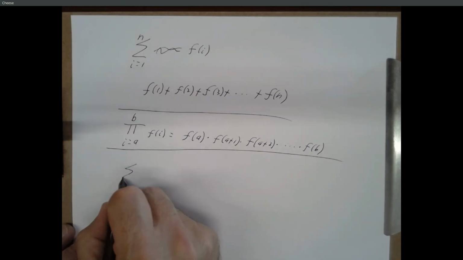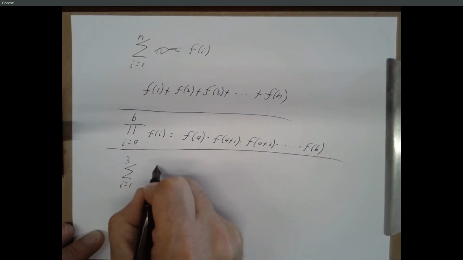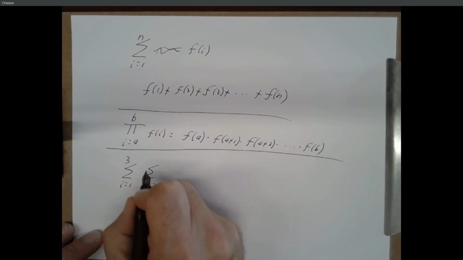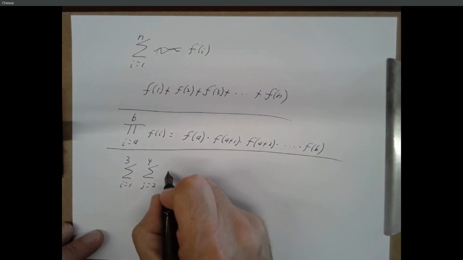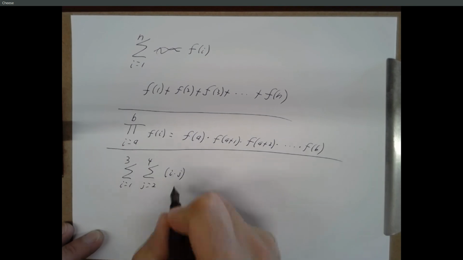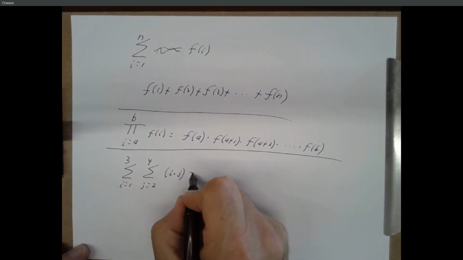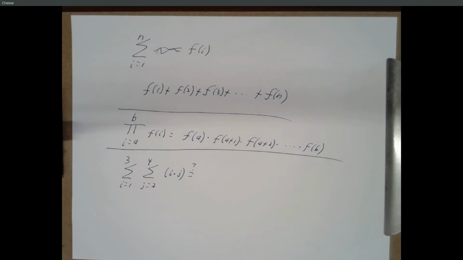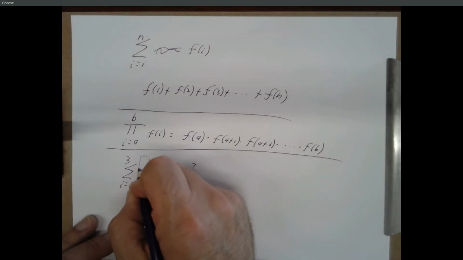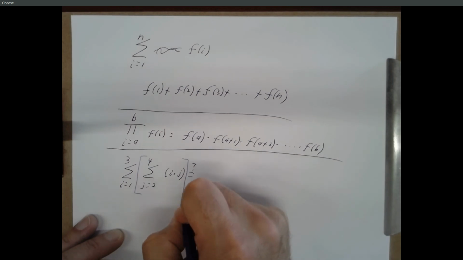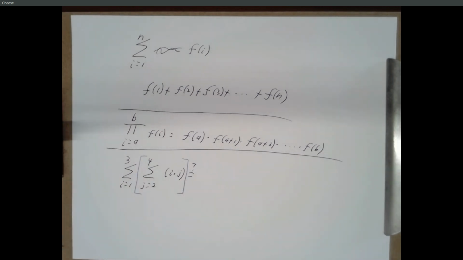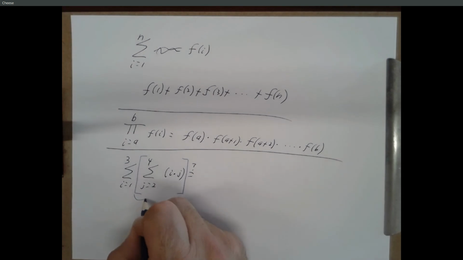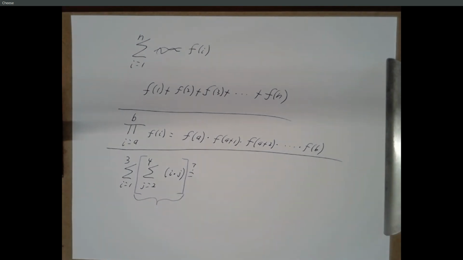So we could say the sum from i equals 1 to 3 of the sum from j equals 2 to 4 of i times j, and ask what that is. And if you see something like this, an easy way to deal with it is to break things into groups. First, just look at this innermost loop and write out what this is.